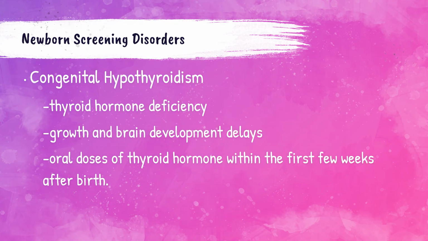Another newborn screening disorder test is congenital hypothyroidism. This is a thyroid hormone deficiency that's present at birth, and this deficiency can cause delays in growth and brain development that produce physical and developmental abnormalities, which can be avoided by using oral doses of thyroid hormone within the first few weeks of being born.